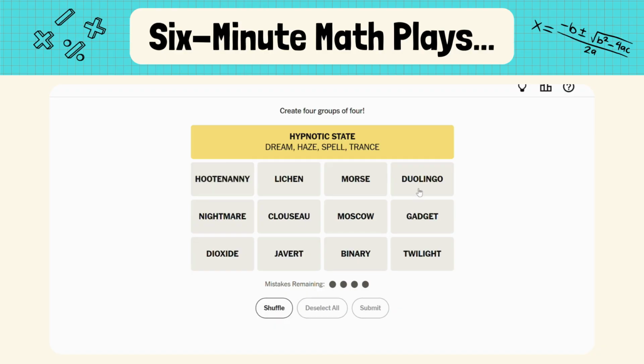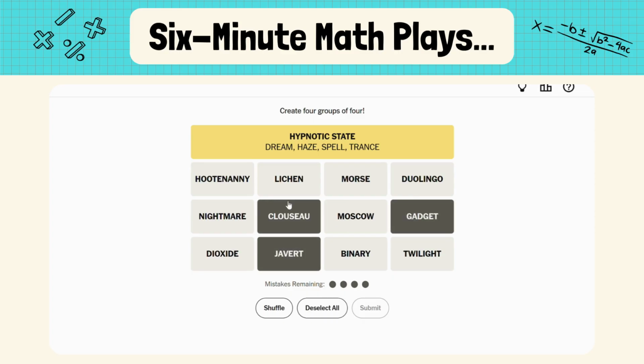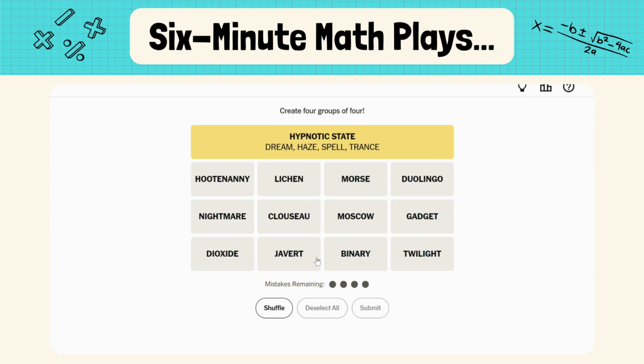We have duo and lingo. Light. I'm just looking at ends of words here. Gadget. Inspector Gadget. Inspector Clouseau. Inspector. Oh, that's got to be it. I just don't know anything else. Havert. And Inspector. I bet you it's Morse. I don't want to pick that one though.